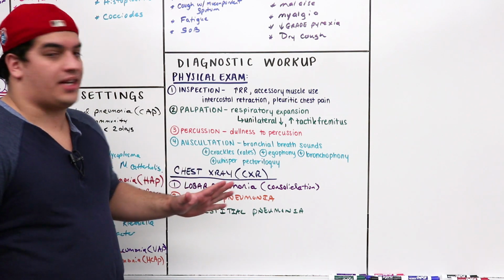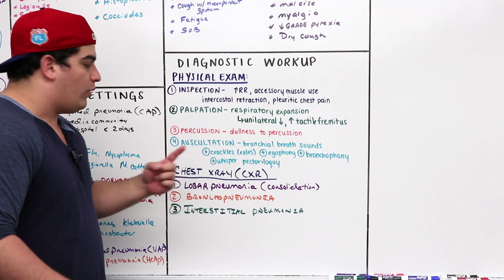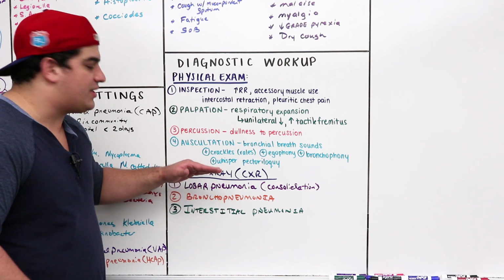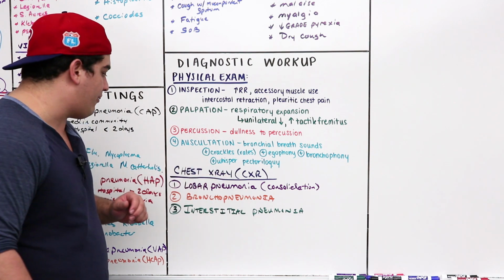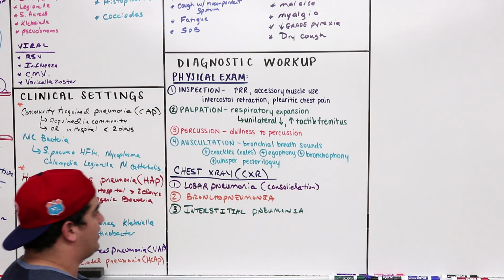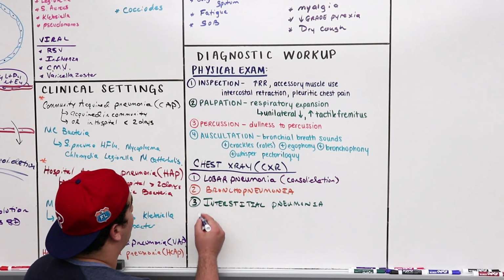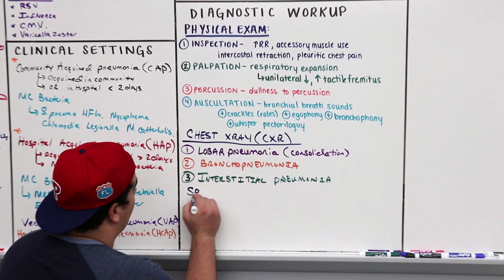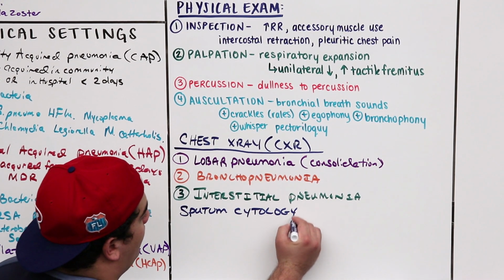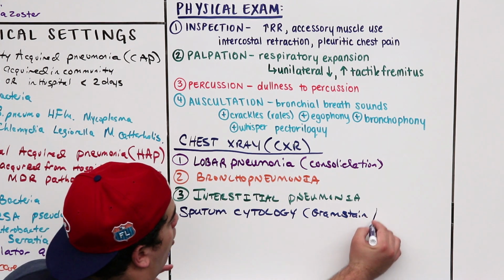Okay, guys, so we've gone over the chest x-rays. So now we're going to move into the next thing. We've done our physical exam. We've done our chest x-rays, and you can also do CT scans as well, but we're going to stick with the plain chest x-ray radiograph. And then the next thing you can do, its utility is debated sometimes, is what's called sputum cytology. And all it is, you're just doing a gram stain and a culture.